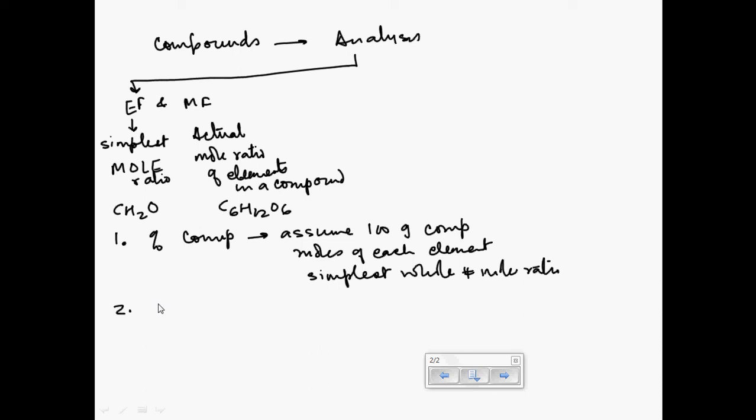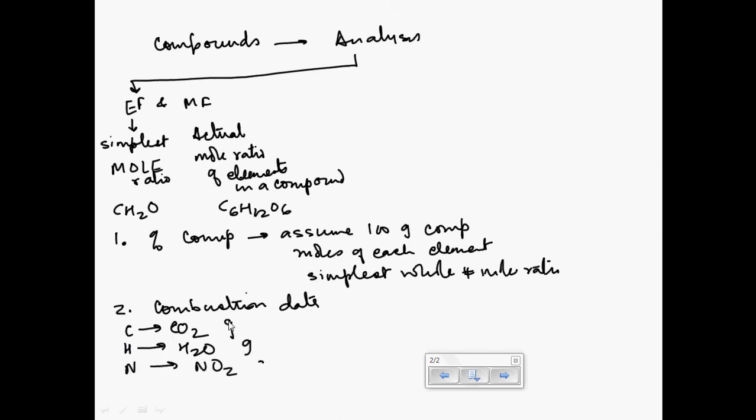Then you can also find empirical formula from combustion data, and you must go over it from the PowerPoint as well, where typically you burn the compound, and most of the compounds have carbon, hydrogen, nitrogen in them. So if you burn carbon, it forms carbon dioxide, you burn hydrogen, it forms water, you burn nitrogen, it forms NO2. So they'll give you typically the grams of these, and using the grams of these you can figure out the grams of elements, and then you change it to moles of elements, and from there you find the mole ratio.